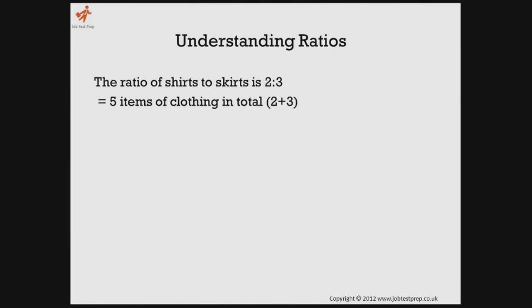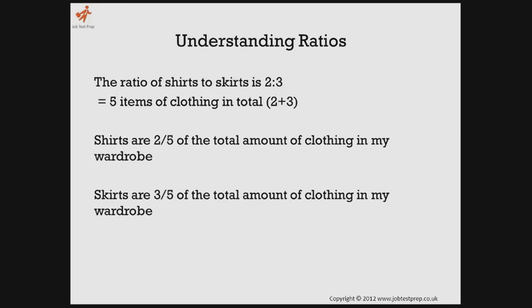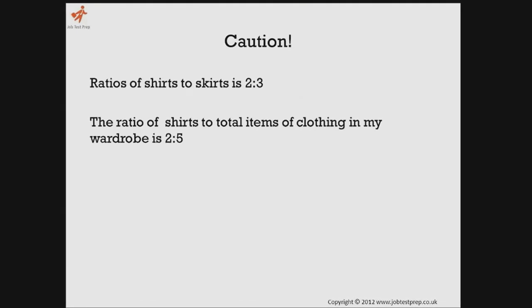Understanding ratios in more depth. If there are shirts and skirts in my cupboard in a ratio of 2 to 3, then there are 2 shirts to every 3 skirts, giving 5 items of clothing in total. The amount of shirts in my cupboard is 2/5 of the total amount of items in my wardrobe, and the amount of skirts in my cupboard is 3/5 of the total amount of items in my wardrobe.